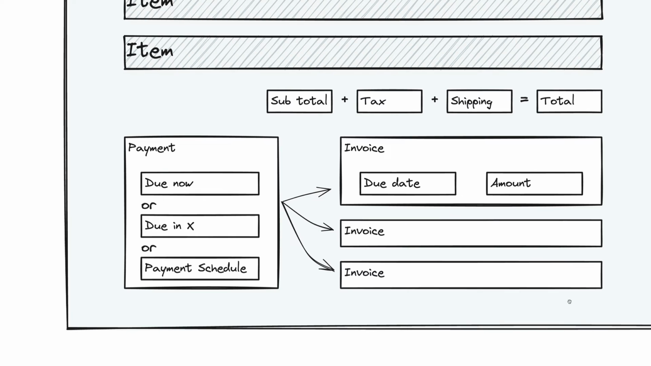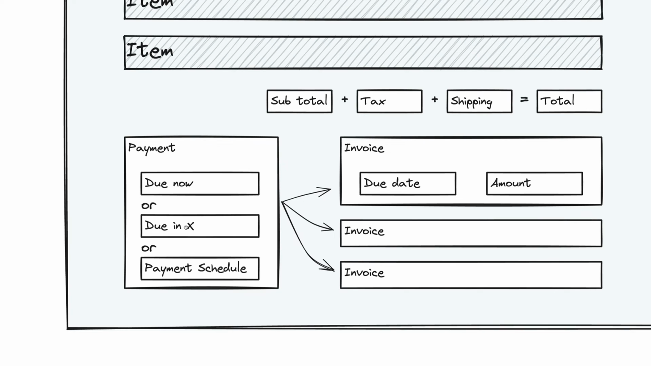Now, in the order itself, you can choose what the payment structure looks like. Do you want it to be due now, the entire amount, in which case then there's going to be one invoice created, due now for the entire amount. Or you can have it be due in a certain number of days, due in 7 days, due in 30 days, due in 60 days, in which case, again, there will be one invoice created for the entire amount due in whatever amount of time you specified.